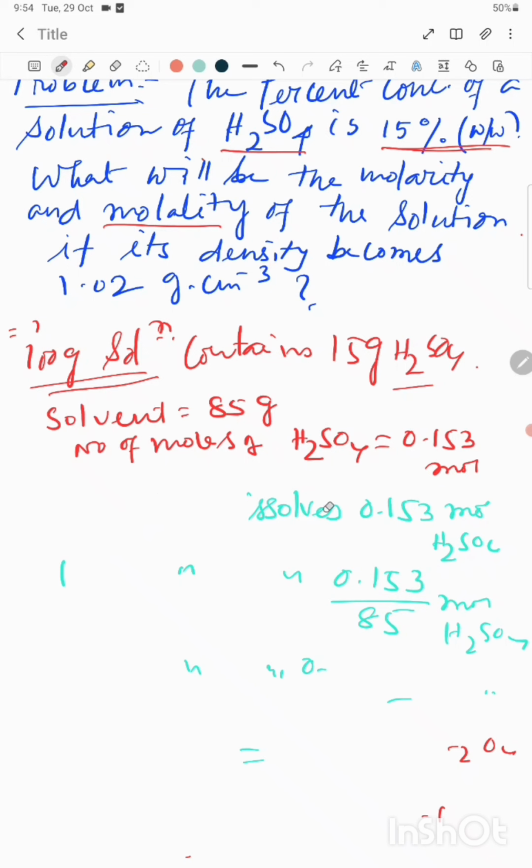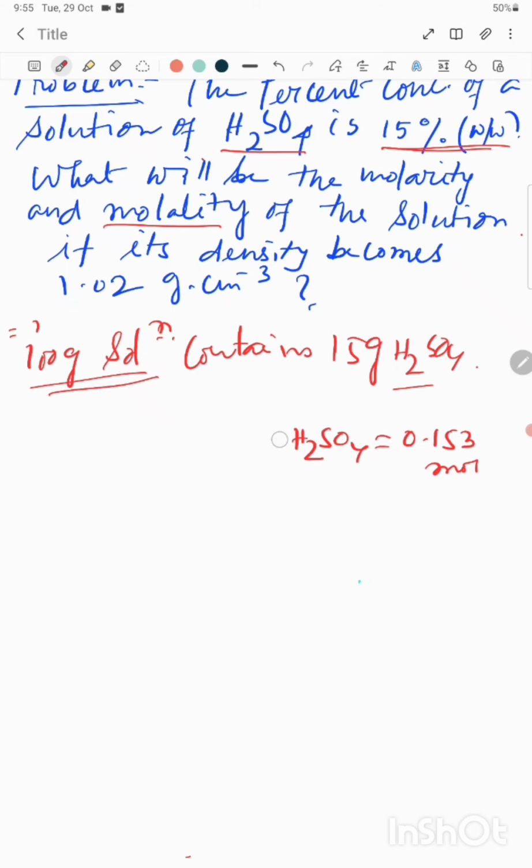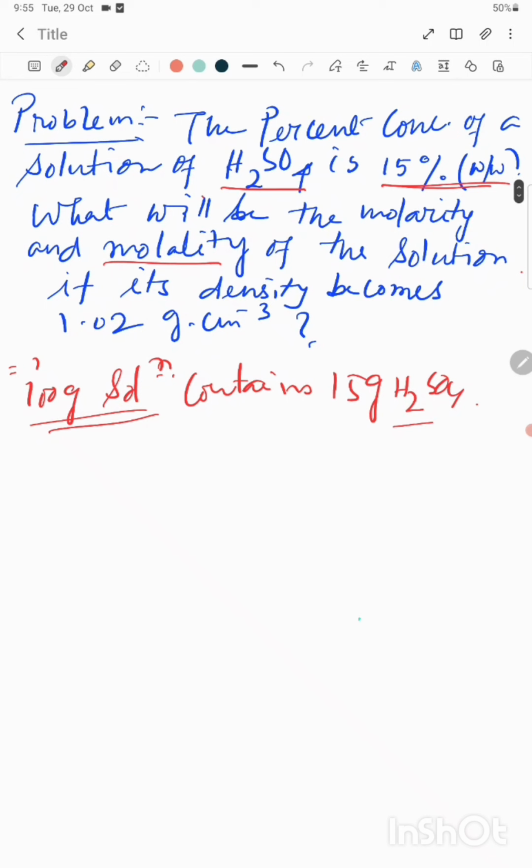For molarity, first of all, we know here that 15% W by W H2SO4 means 100 gram solution contains 15 gram of H2SO4. So what is the amount of the solution? The amount of the solution is here 100 gram. Already we got this one. So 15 gram H2SO4 means already we know that 0.153 mole.